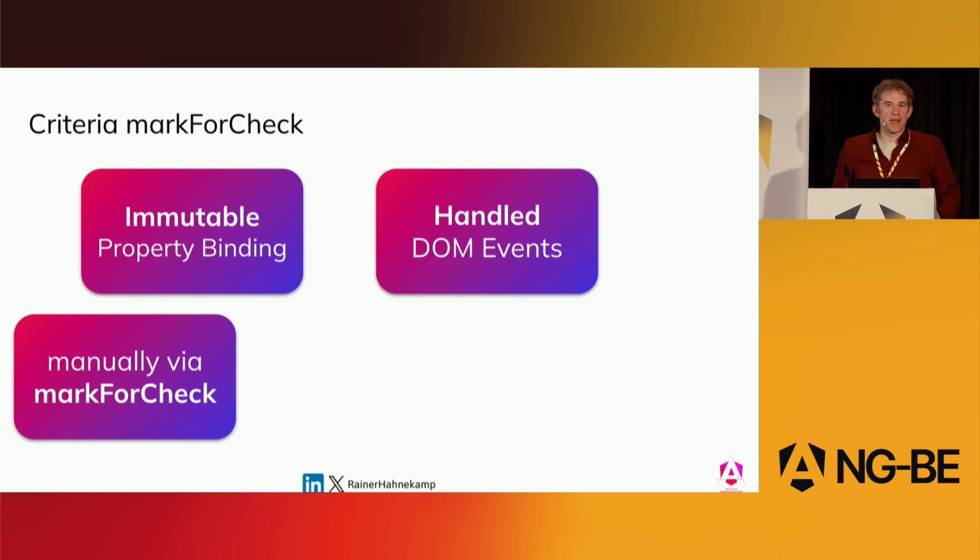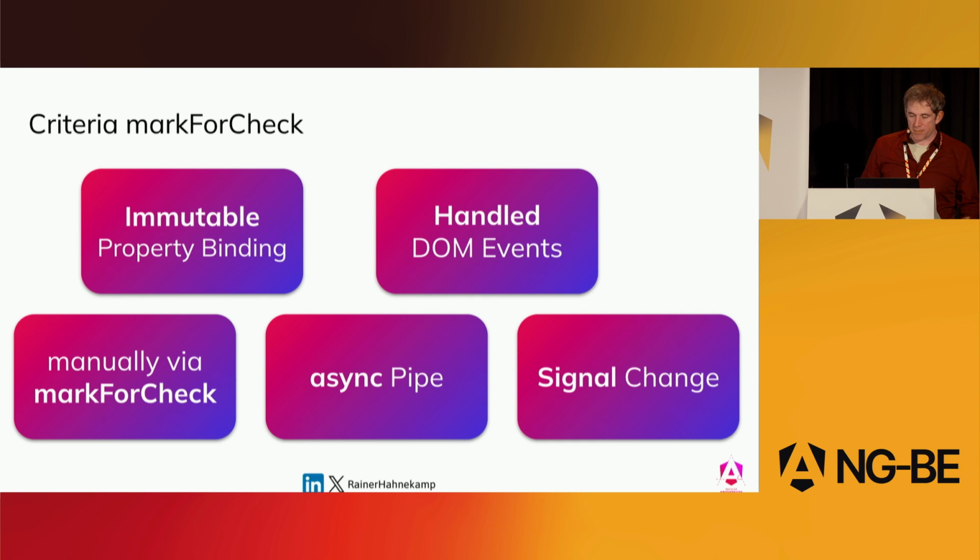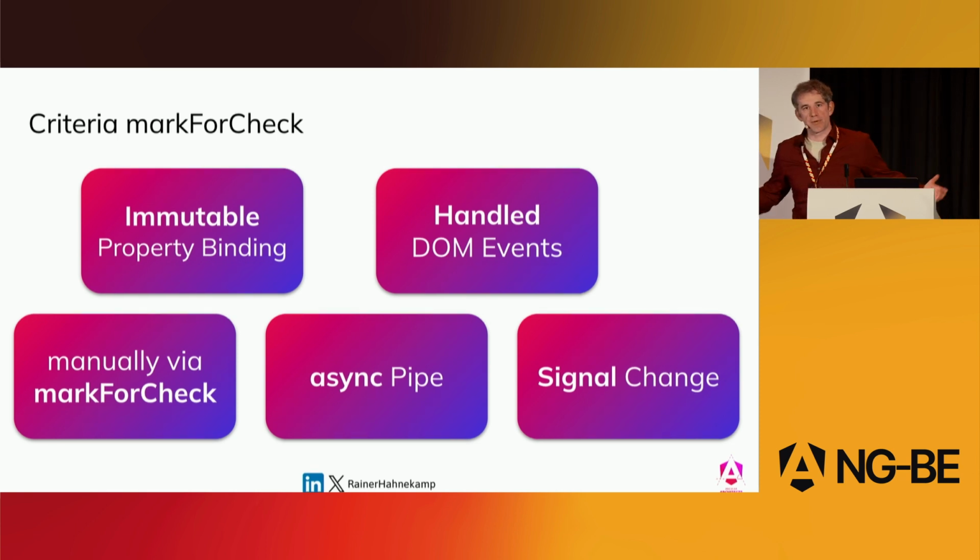For those cases, and these are then the asynchronous tasks, we can run markForCheck manually if we want. We should avoid it. We can use otherwise the async pipe that has the markForCheck built in, or that's the best, that's also future-proof. Just go with signals. When a signal changes, it will also call markForCheck, and then you are on the safe side.